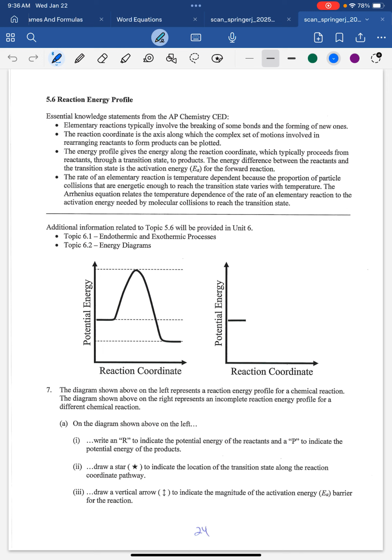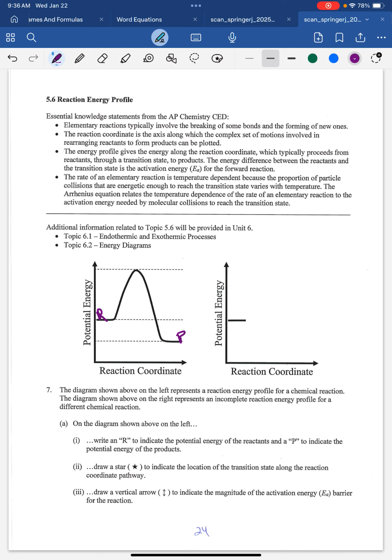for a chemical reaction. The diagram on the right represents an incomplete reaction energy profile for a different chemical reaction. So when we're done, it'll look similar to the one on the left. On the diagram on the left, write an R to indicate the potential energy of the reactants, and P to indicate the potential energy of the products. So I'm going to put an R right there because that's where we start out. That'd be the reactants. And over here is P for the products.